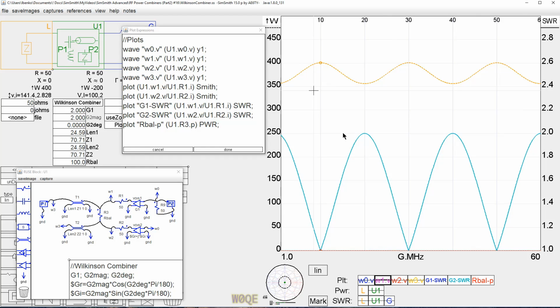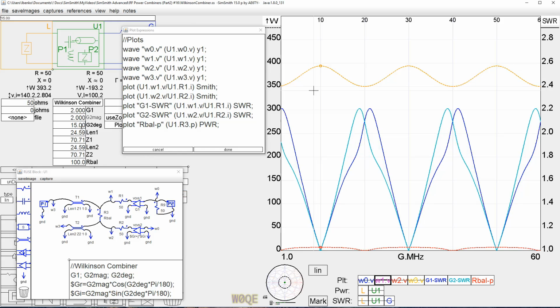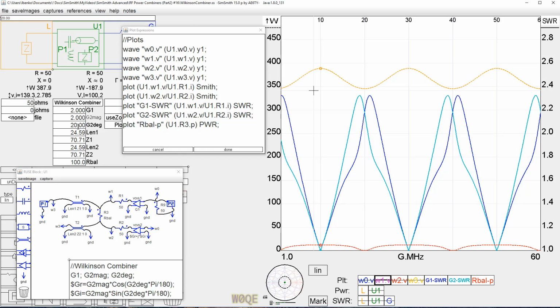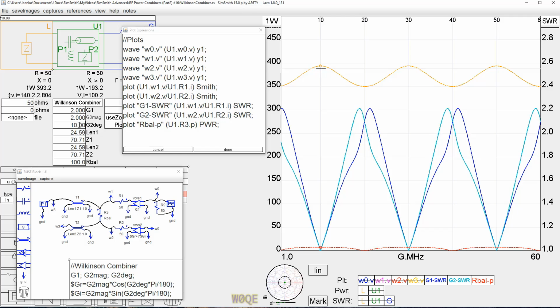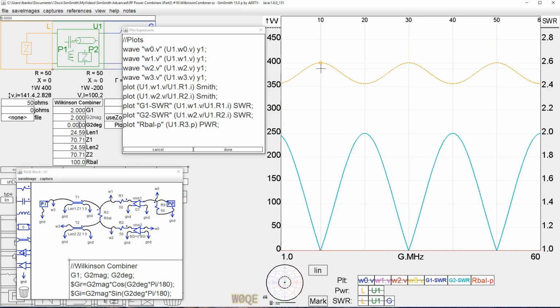Well, we can look at what happens to our power here if we vary our generators. So let's take the second generator and change its phase. And let's watch how much the power drops. At a 20-degree phase difference between the generators, our 400 watt output has dropped to 388 watts. That's almost not enough to even worry about. So you really don't need to get the generators phased any more accurately than, say, 20 degrees.